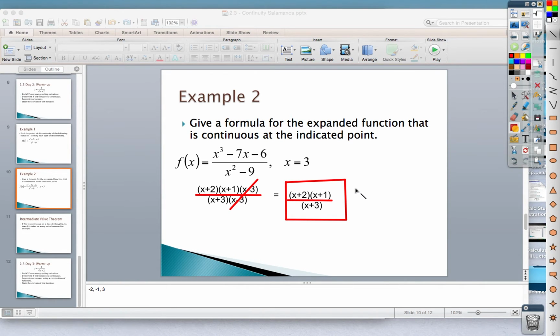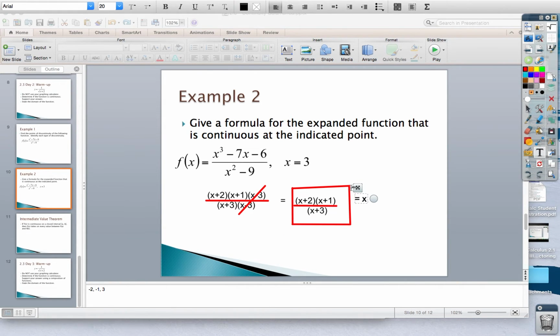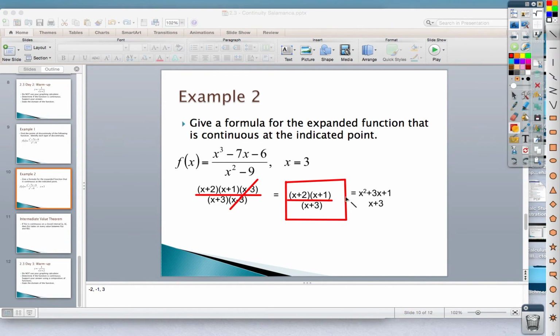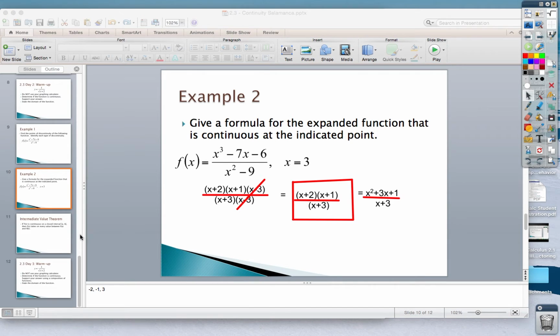The only other thing I would do to clean this up is I would redistribute. So that gives us x squared plus 3x plus 1, all divided by x plus 3. And that would be our expanded function. So again, all we did to find the expanded function is we factored and simplified, and that's what our expanded function looks like.